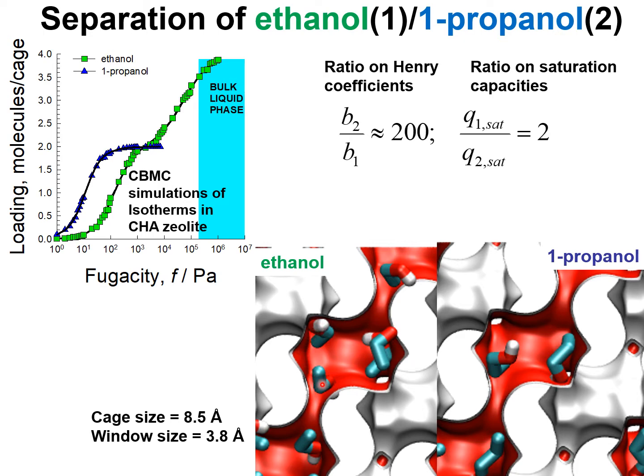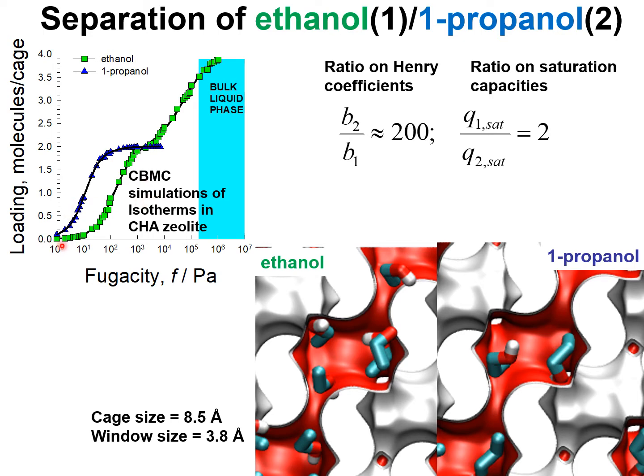A total of 4 ethanol molecules can be accommodated within the cages of chabazite. For adsorption of 1-propanol, a maximum of 2 1-propanol molecules can be accommodated within a cage. The unary isotherms for ethanol and 1-propanol are shown here. These unary isotherms were determined using configurational bias Monte Carlo simulations.